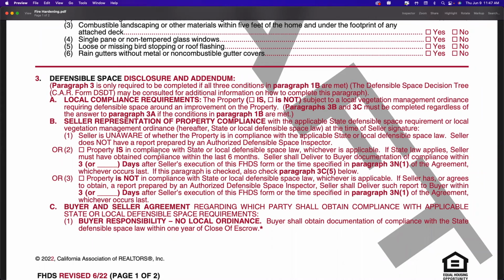Or 3, property is not in compliance with state or local defensible space law, whichever is applicable. If seller has or agrees to obtain a report prepared by an authorized defensible space inspector, seller shall deliver such report, right? So I haven't even agreed to give you the report yet, but it's not in compliance.